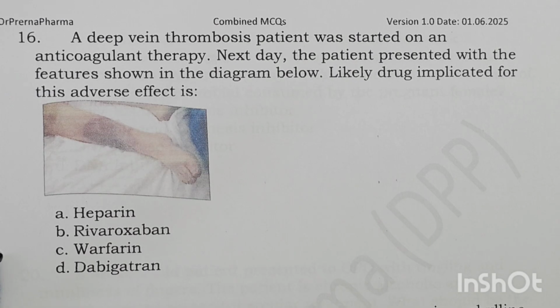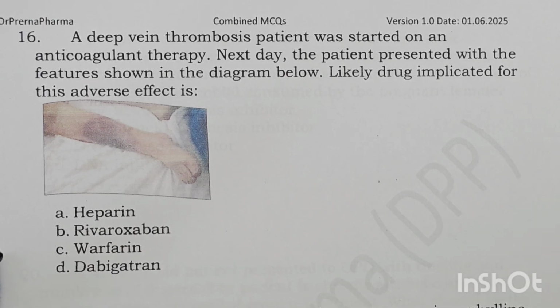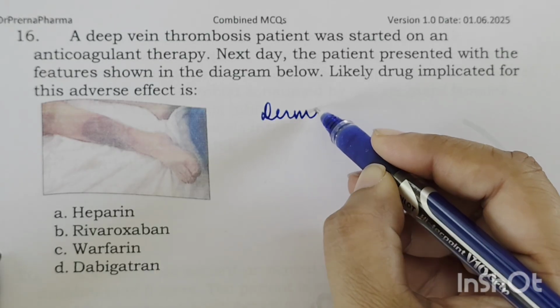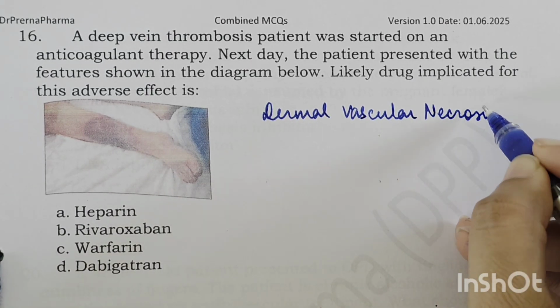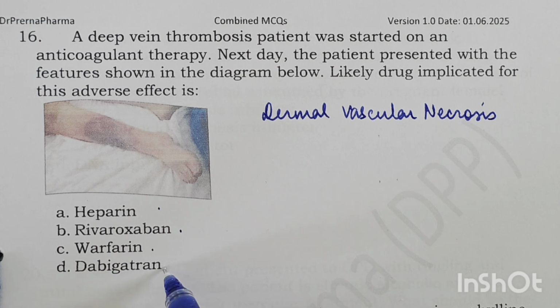Next, a patient with deep vein thrombosis started on an anticoagulant therapy. Okay, now next day the patient presents with the features shown in the diagram below. What is the likely drug implicated? Now this is a very specific case of dermal vascular necrosis. What are the options which are given to us? The options are heparin, rivaroxaban, warfarin and dabigatran.